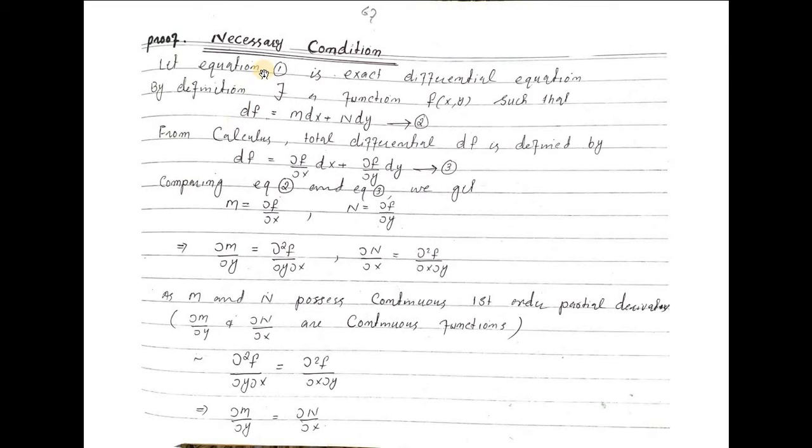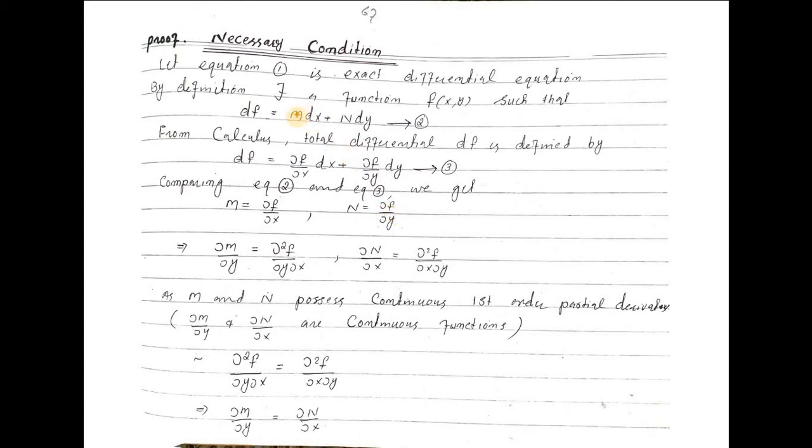Since equation 1 is exact, we can have a function f such that df is equal to m dx plus n dy. Let's name this equation as equation number 2. From calculus, the total differential, that is df, is defined by df is equal to del f over del x dx plus del f over del y dy. This is equation number 3.